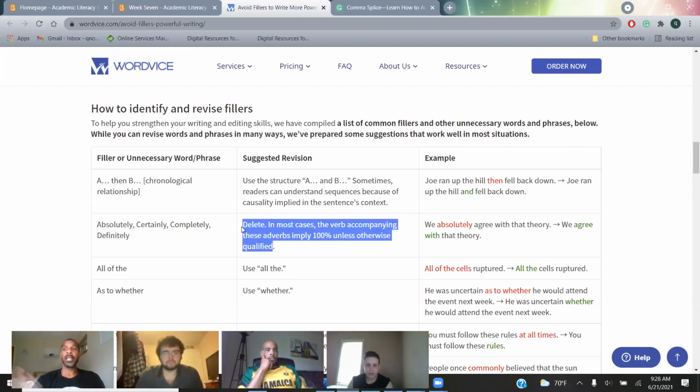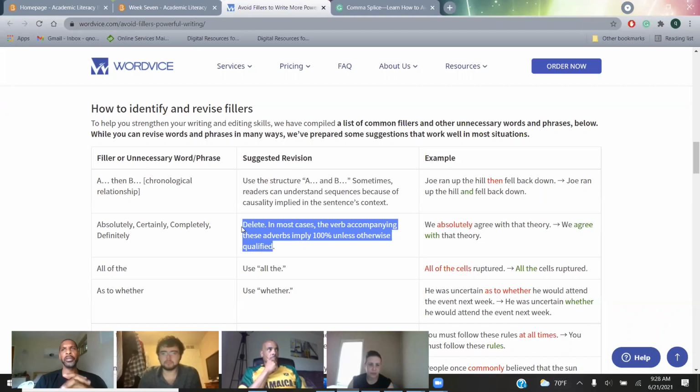Why? Because in our minds we're showing emphasis, but we don't need these words. Okay, "we absolutely agree with that theory." That's how I hear it in my own mind, but it's really no different from saying "we agree with that theory." All right. It's like when you do those surveys and the options will be like agree, strongly agree. It's kind of the same thing. Okay.